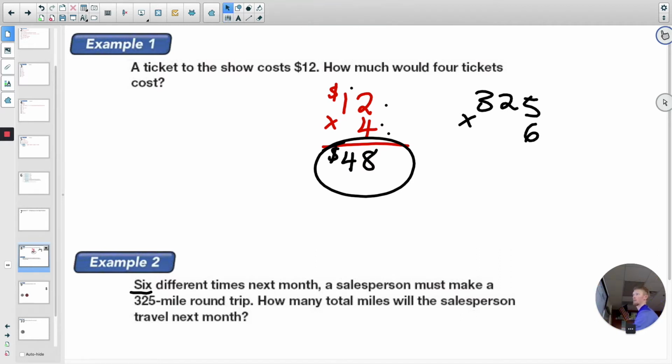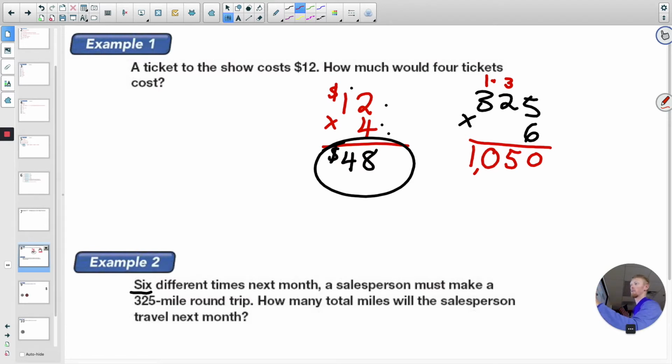So I'm starting with 6 times 5, gives me 30, and I put the 3 up there to save it for later. 6 times 2 is 12, plus 3 is 15. And then 6 times 3 is 9. 9 plus the 1 up here gives me 10. So it's 1,050 miles that they have to travel. Circle your answer.